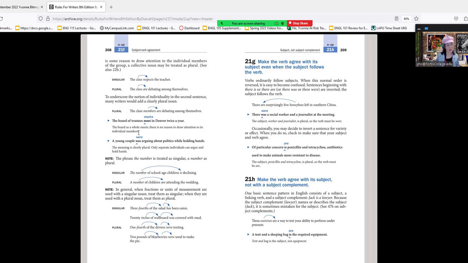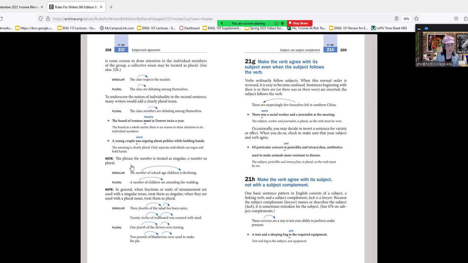A young couple were arguing about politics while holding hands. So this meaning is clearly plural because only separate individuals can argue and hold hands. So if you're talking about separate individuals and yet you have a collective noun, a noun that looks singular, then it is still plural. Anytime you want to emphasize the individuality of the collective noun, then it's plural. But if you want to treat the collective noun as one singular entity, then it becomes a singular subject that takes a singular verb.